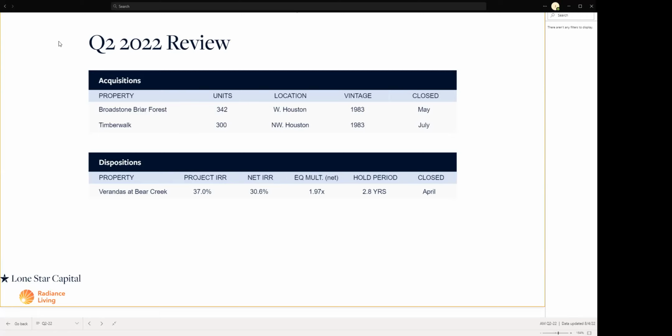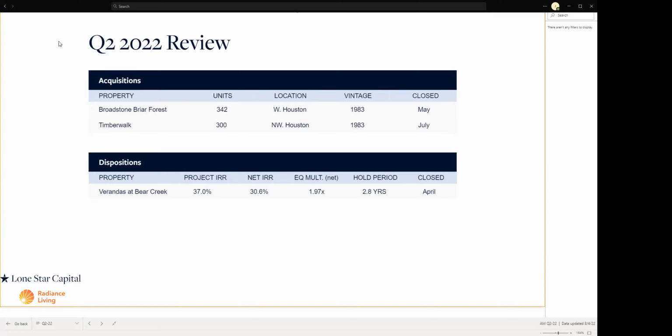If you go to the next part there, dispositions: Verandas at Bear Creek, we sold. That was sold on April 27th, and those are some metrics there. We shared this last quarter as well, but these metrics have been slightly updated and they turned out better just as some final receivables came in, tax and insurance wise. As far as the equity multiple for the project, I believe is about 2.25. So really, really went well. Very excited about that.